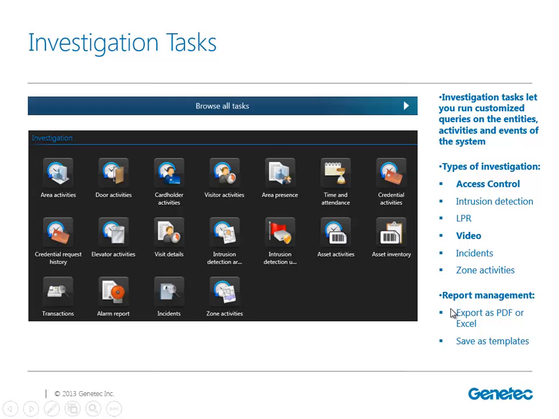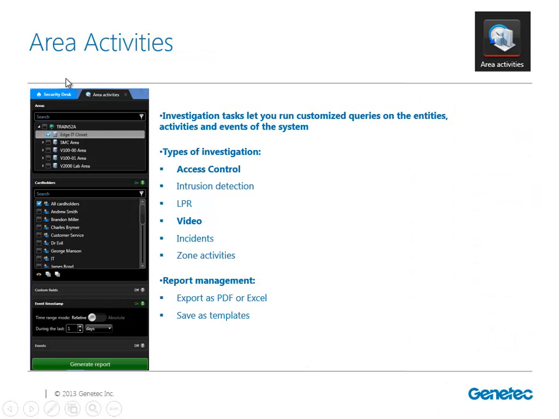We can also save the queries through the task for later use by us or by another person if we decided to make those reports either a public or private entity. Now, as I mentioned before, we're going to be jumping into our live system very soon, but one of the reports that we can run is called the Area Activity Report. Again, we can have different tasks that we customize with different queries against the entities of our system. We mentioned some of the types of investigations that we have and some of the reports that we can run.